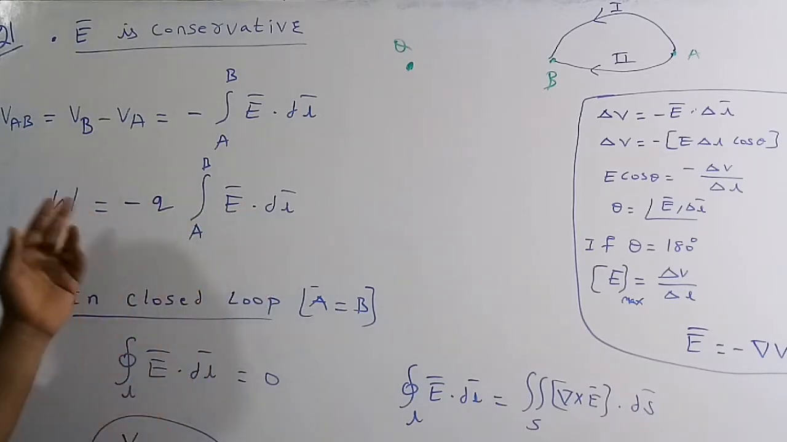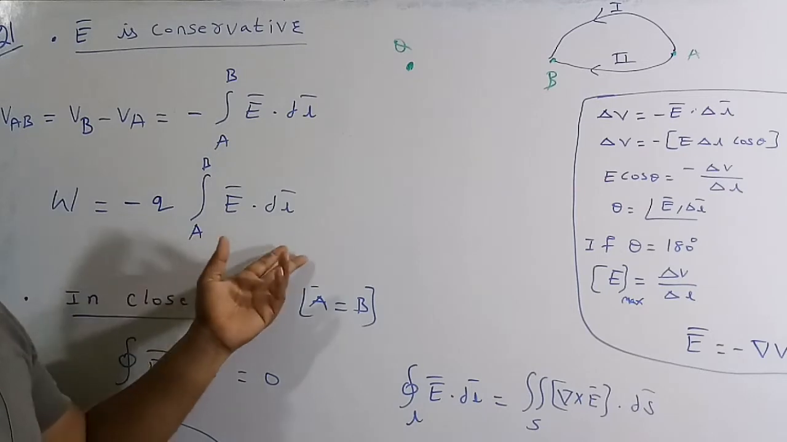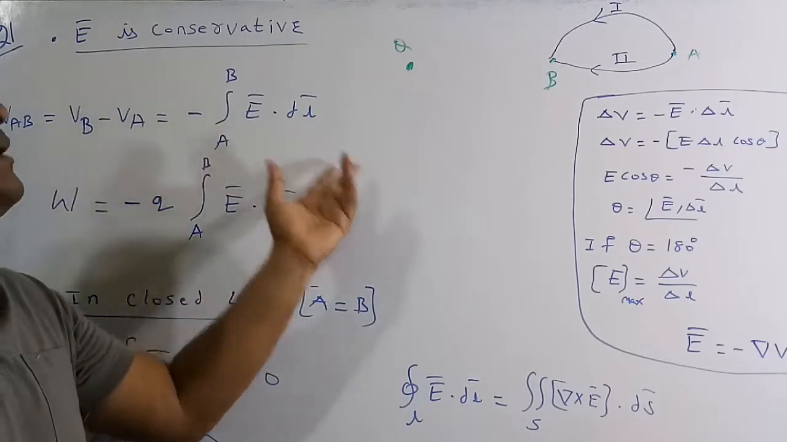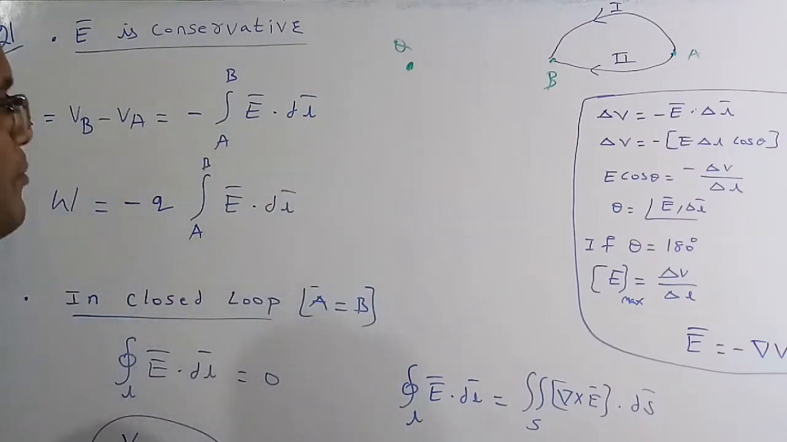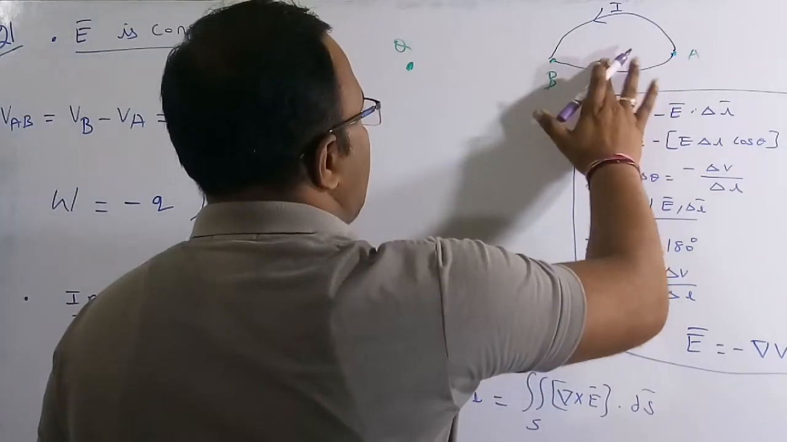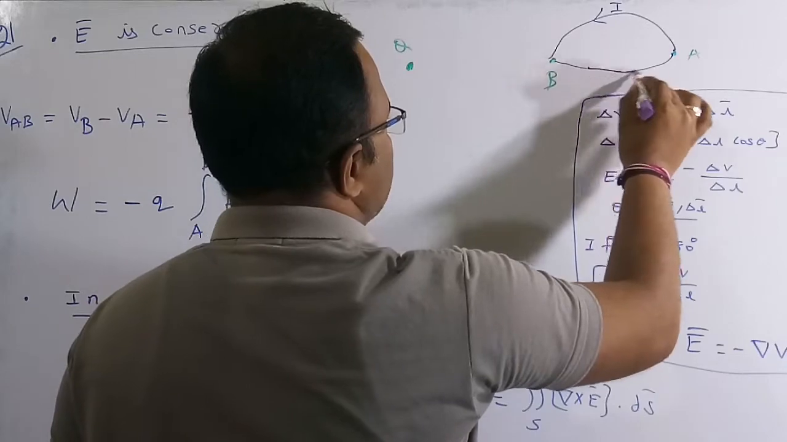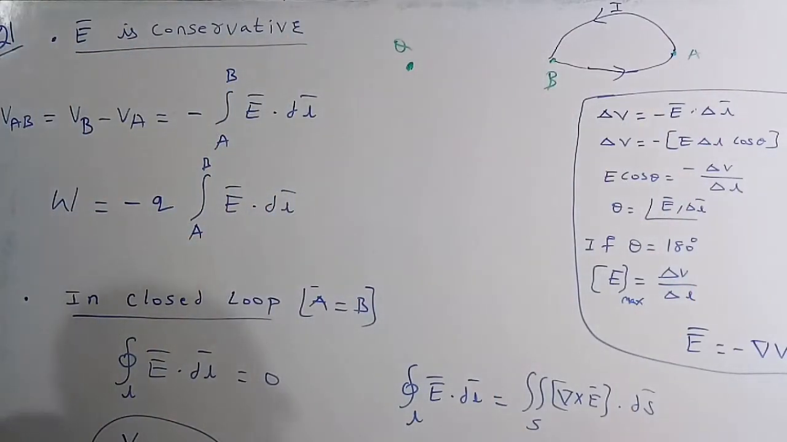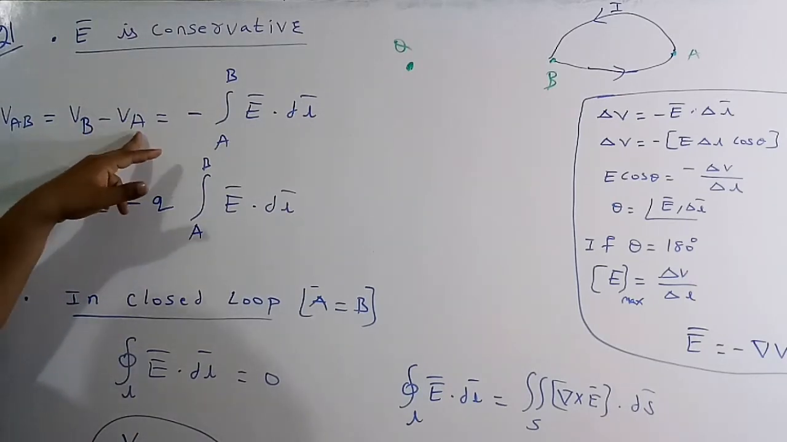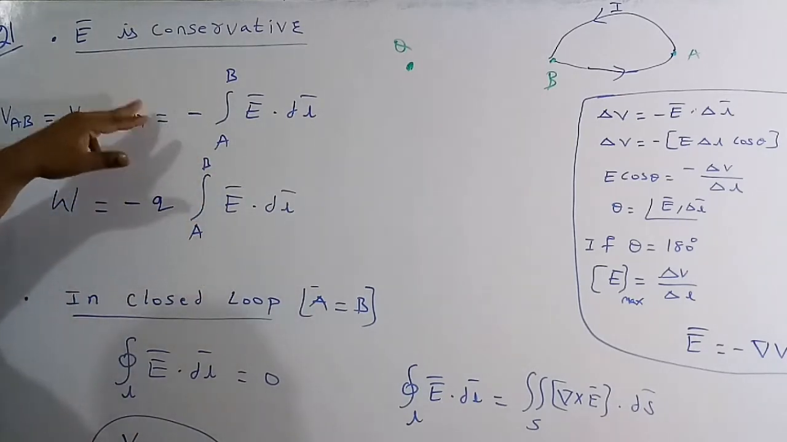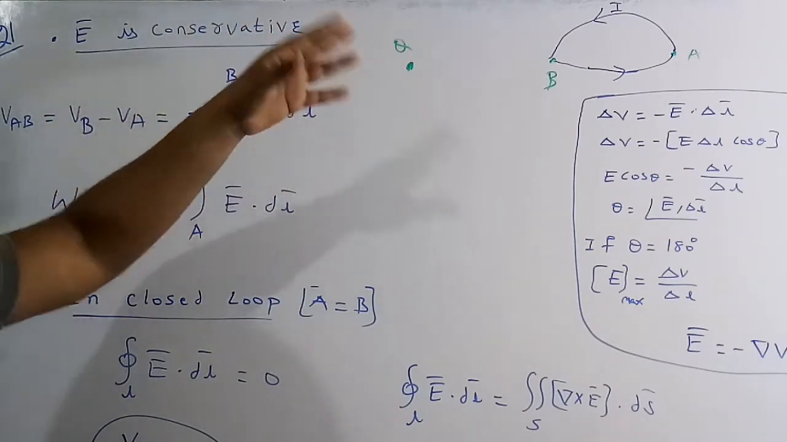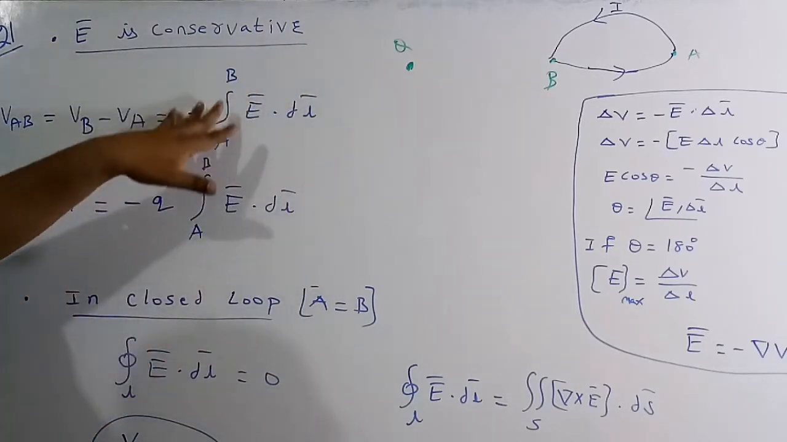If you see carefully, W is a function of the integral of E bar dot dL bar, and V, the potential difference, is also a function of the integral from A to B of E bar dot dL bar. Suppose we make a closed loop, which means the initial position is equal to the final position. Then VB is equal to VA, so this value will become 0. Therefore the closed line integral will become 0.